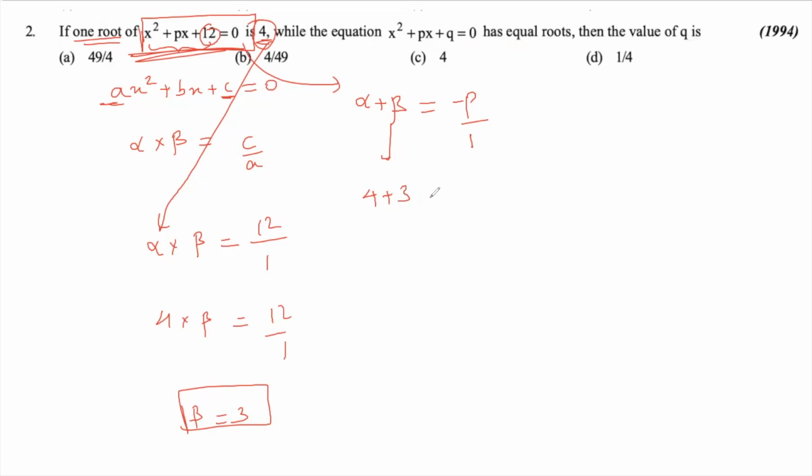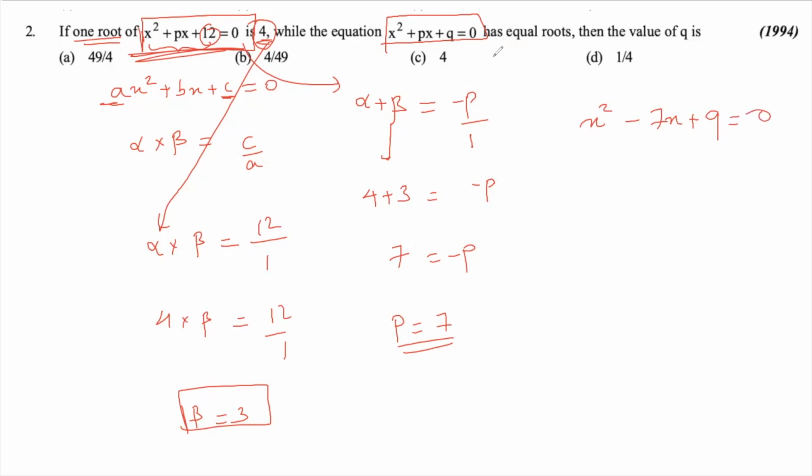So sum of the roots 4 plus 3 is 7. It is equal to minus p. If 7 is minus p, I'll get the value of p as equal to -7. So that means our second equation is of the form x square minus 7x plus q is equal to 0.